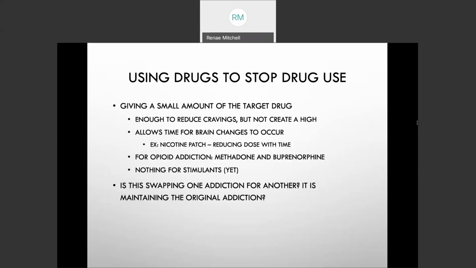And so there's debate about the use of these sorts of drug replacement programs in order to help someone quit using a different drug. Is it just swapping one addiction for another? Is this a way of just maintaining the original addiction because the substance is the same? The substance is different, but you're giving the user the same or a slightly less intense version of the original drug that they're trying to run from.